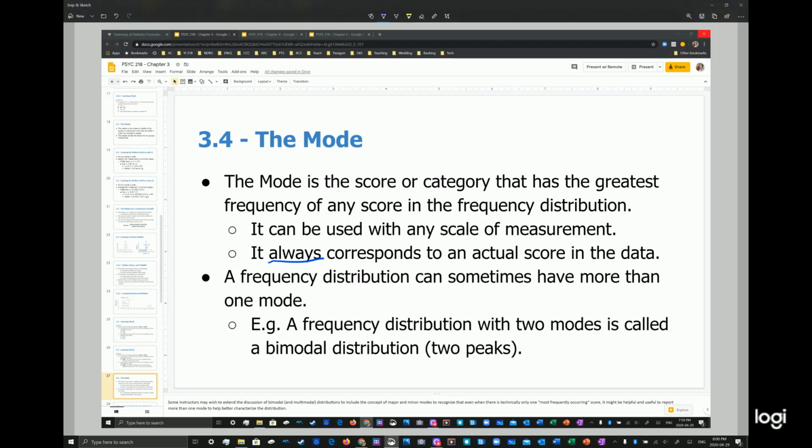The only way to get no mode is if all the scores, all the participants, scored the same number of times. Like everybody had one score. So then there's no mode.